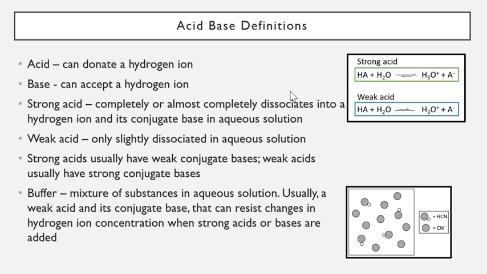So yeah, we have these strong acids and strong bases. Strong acids completely dissociate. Weak acids do not, they only slightly dissociate. So this carbonate system is a weak acid buffer. Strong acids usually have weak conjugate bases. That's that term I was talking about. So this is that carbonic acid with the hydrogen attached.